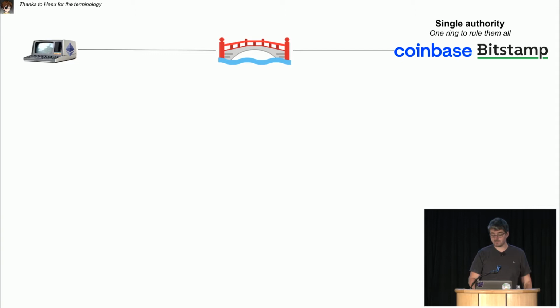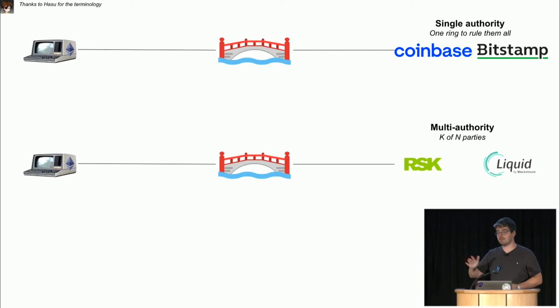Then we started moving on towards these multi-authority bridges. As long as K out of N validators agree, then you can withdraw your funds from the system. There's RSK, Liquid, and in fact, many bridges now that exist on Ethereum, so I need to update those logos. And then further on, we moved on to these crypto-economic bridges.